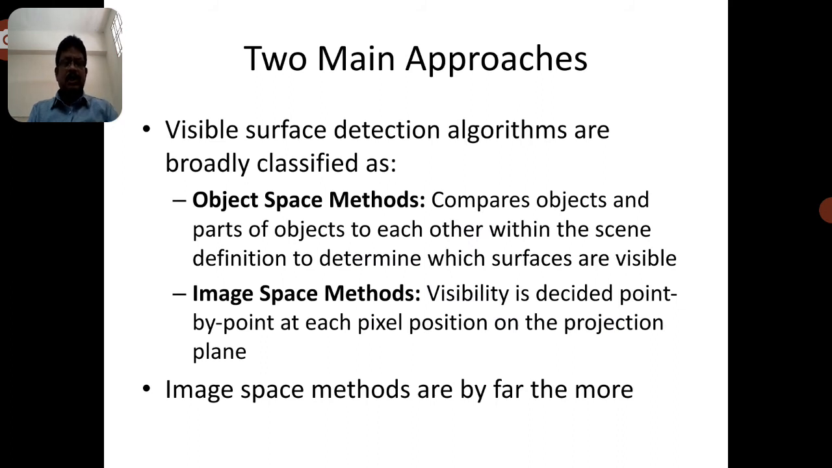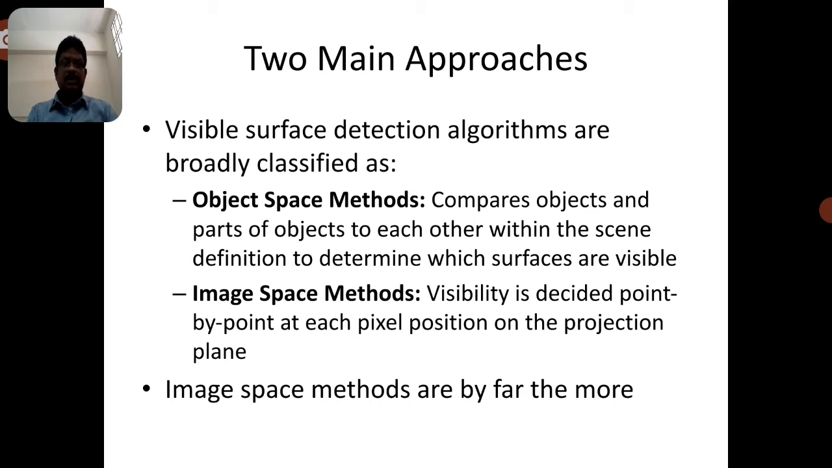So here, two main approaches are taken by this algorithm. The first one is the object space method and the second one is the image space method. The object space method compares objects and parts of objects to each other within the scene definition to determine which surfaces are visible. The image space method decides visibility point by point.